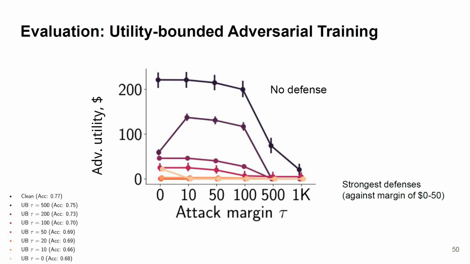For example, you can see here, if you set the attack margin equal to $500 on the defense stage, then the adversary cannot get profit more than $500 actually, using the corresponding attack. So the defenses, they're quite functioning.